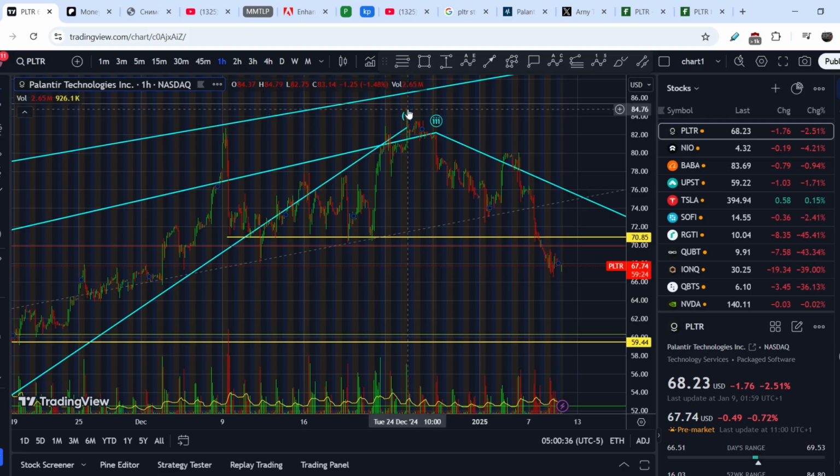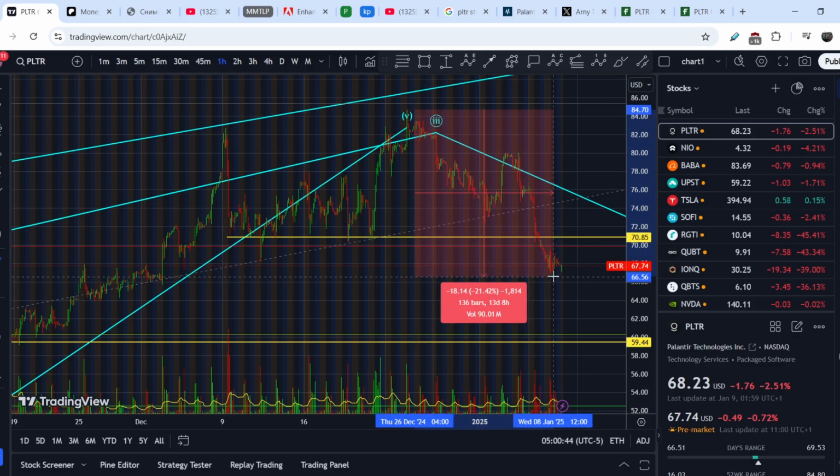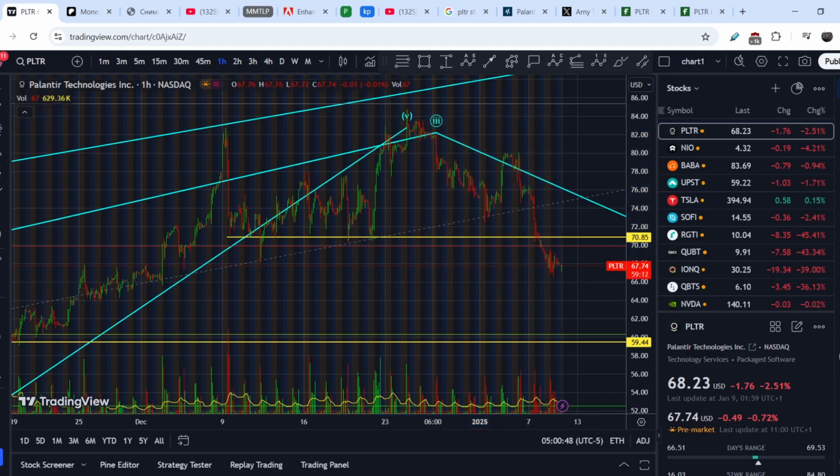And guys, from this swing high, from this basically all-time high of Palantir to its lowest point, let me show you, this asset lost about 21%. And take a look right here on pre-market hours. We are still in red, and the trend might continue.